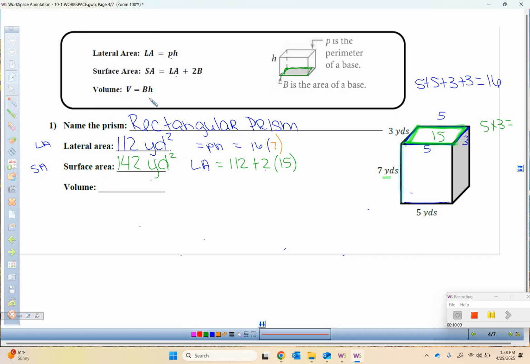All right, volume. Volume right here says that it equals big B times little h. Well, big B, if we look up here in this formula, we just figured it. We figured it right here. Okay, so big B is 15 times my height. And what is my height? 7. Very good. So my volume is 15 times 7. 105, and this is yards. And now when we figure volume, it's cubed, not squared, because we're adding another dimension. Okay? Volume is everything inside of it, the whole three-dimensional object, the whole three-dimensional shape. Okay?